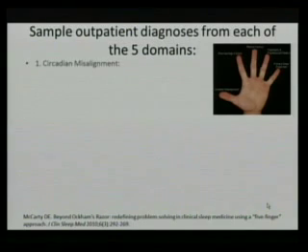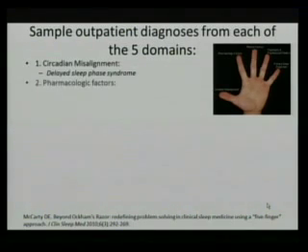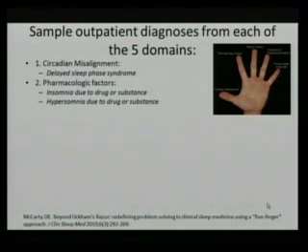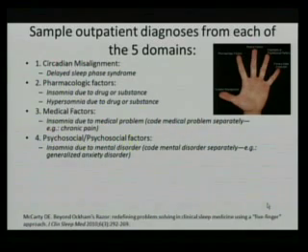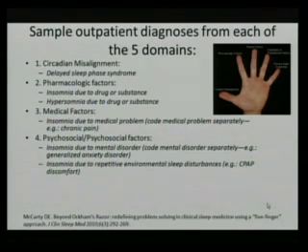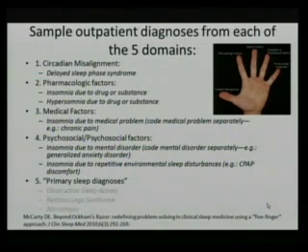So some examples in outpatient medicine, you can get a delayed sleep phase syndrome for circadian misalignment. You can have pharmacologic factors such as insomnia due to drug or substance like too much caffeine or nicotine, or even hypersomnia due to drug or substance. People can be tired all day long because they require medicines that are sedating. Medical factors like chronic pain, psychosocial and psychiatric factors could be due to a primary mental diagnosis or even due to an environmental sleep disturbance like CPAP. And then primary sleep diagnoses can include the things you ordinarily associate with sleep medicine like obstructive sleep apnea, restless leg syndrome, and narcolepsy.